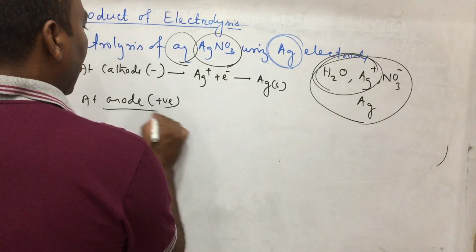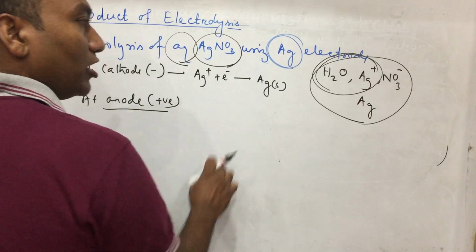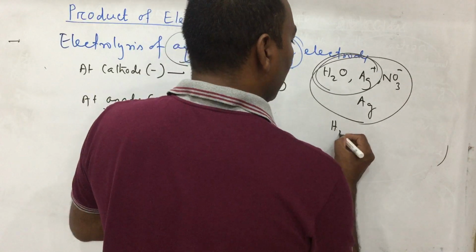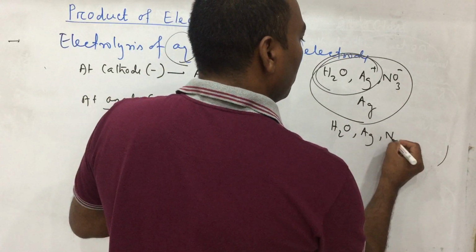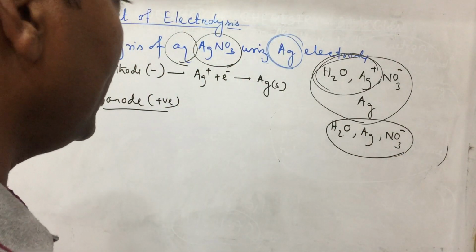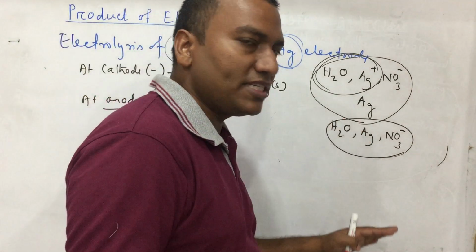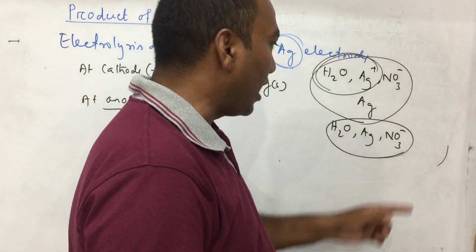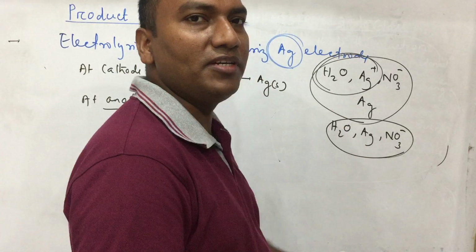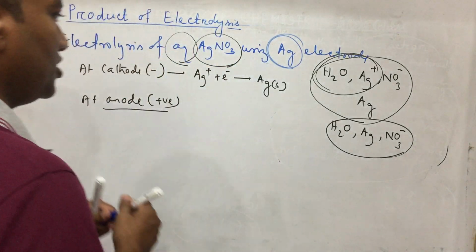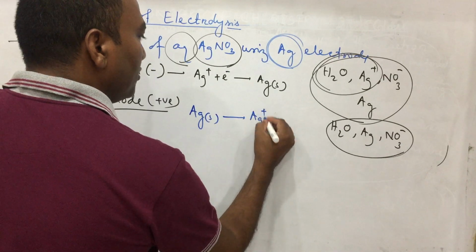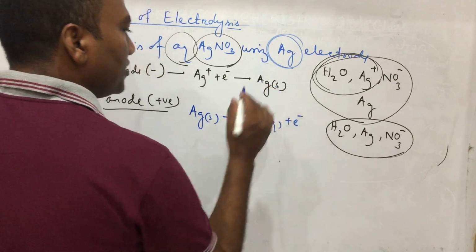Similarly, at anode, whose inert value is less? At anode the competition is among water, silver electrode, and NO3-. So three species are there, and the competition is which can lose electrons. Out of these three, silver's inert value is less. So you can remember this part: solid silver gives Ag+ (aq) plus e-.